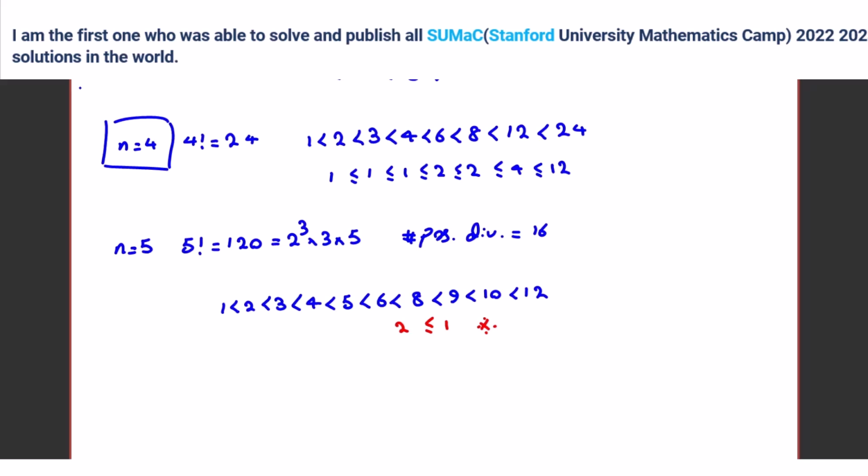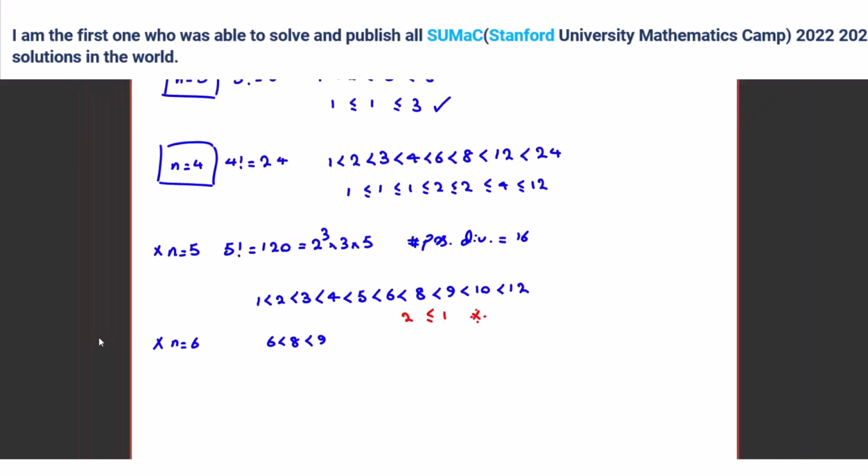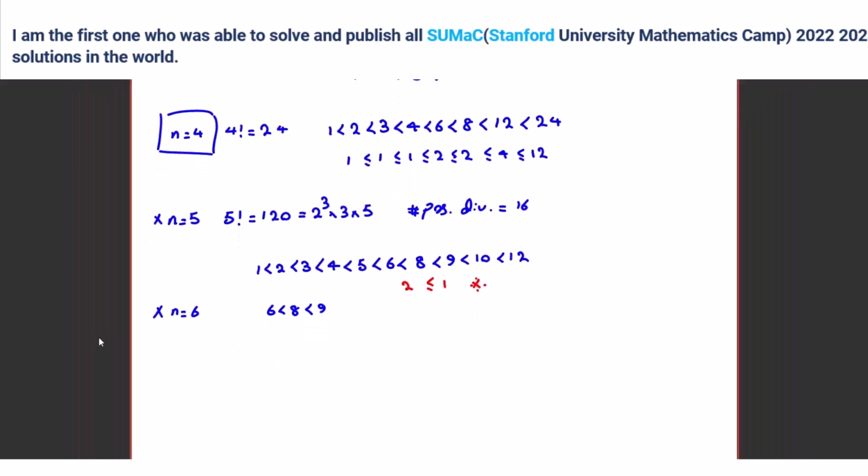Do you agree we can say the same thing for n = 6? Because for 6 we have 6 as a divisor, we don't have 7, we have 8, we have 9. Again, we have the same problem, right? Agreed? Yeah. Okay.